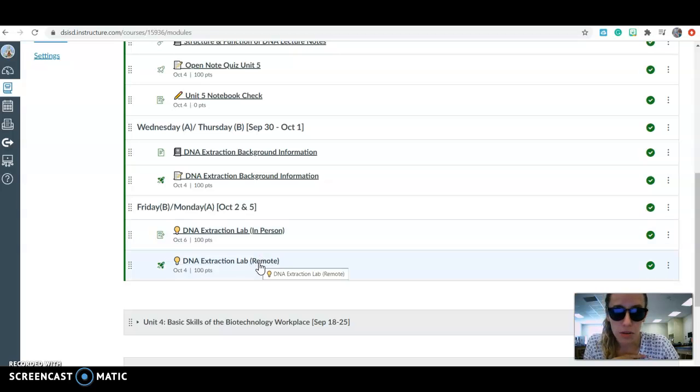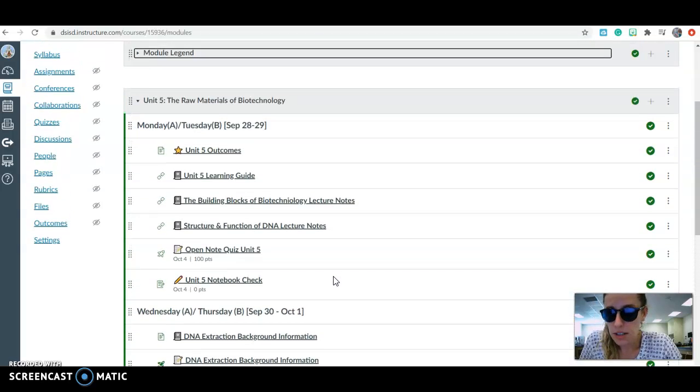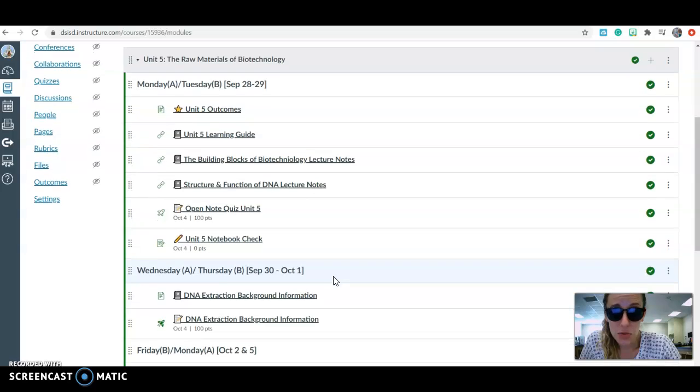This remote lab is just a simulation. It grades them on generally the same things, but it was the best I can do for a biotech lab that was not in person. So anyways, these are my units. The kids really like them.